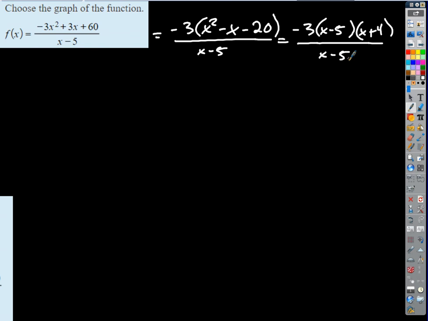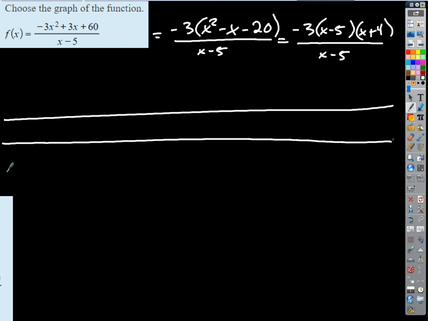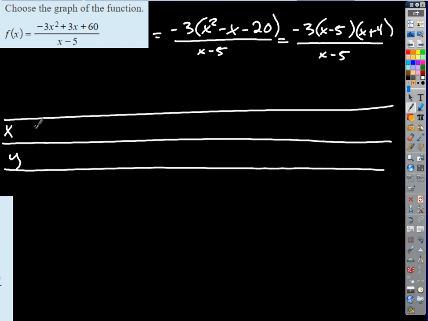Okay, so there's our factored form. That tells us pretty much everything we need to know, doesn't it? Now, if we make our table on this, okay, so are there any values we have to exclude from the domain? 5. Okay, so at 5, the function is undefined, right?